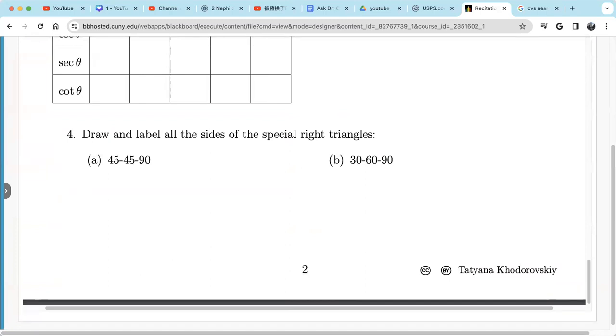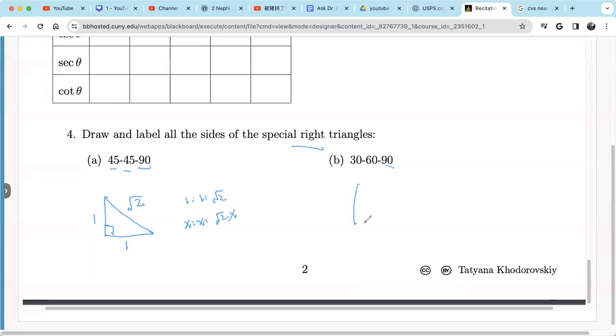Okay, number 4. Let's draw these two special right triangles. Right triangles, right? Because one angle is 90. So 45, 45, we have an isosceles right triangle. The two legs have the same length. So if this is 1, this is 1. And of course, this is the square root of 1 plus 1, which is square root 2. So the ratio is 1 to 1 to square root 2. Or some of you like to use x, that's fine. That's x, x, square root 2 times x.